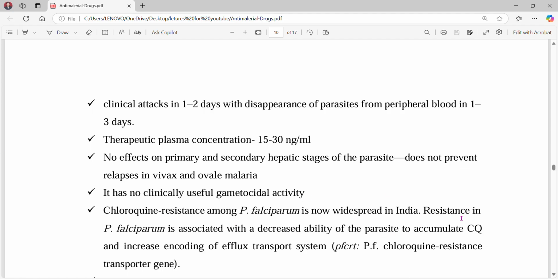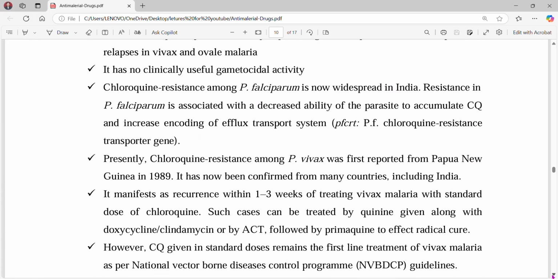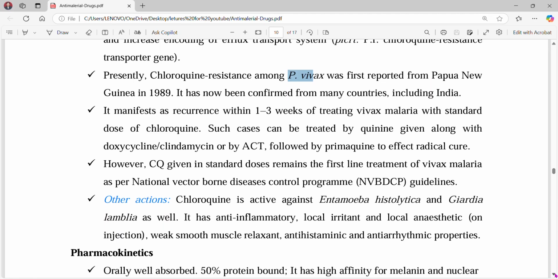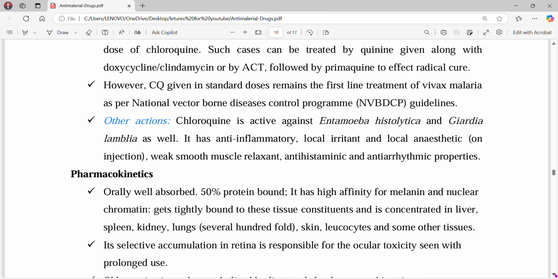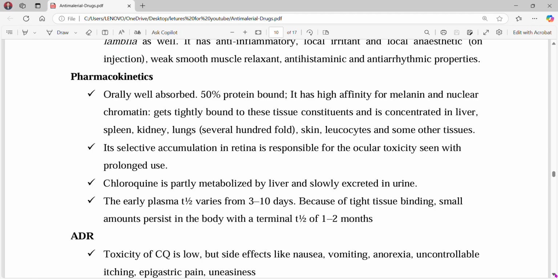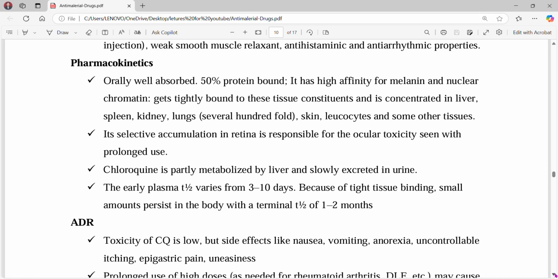Chloroquine resistance has developed in India. Resistance in Plasmodium falciparum is associated with decreased ability of the parasite to accumulate chloroquine. Chloroquine resistance amongst Plasmodium vivax was first reported in Papua in 1989. Pharmacokinetic parameters: orally well absorbed, 50% protein bound, and having high affinity for melanin and nuclear chromatin.